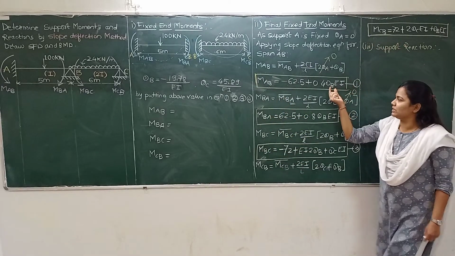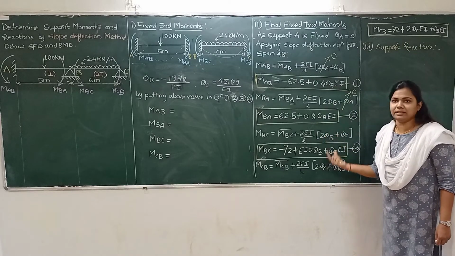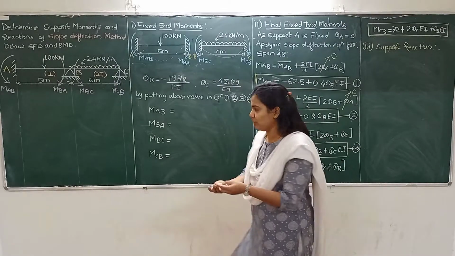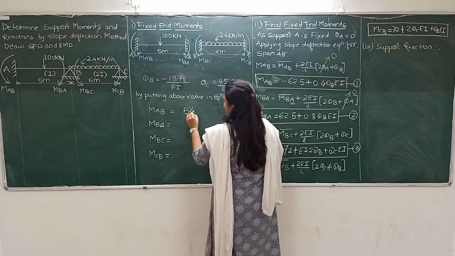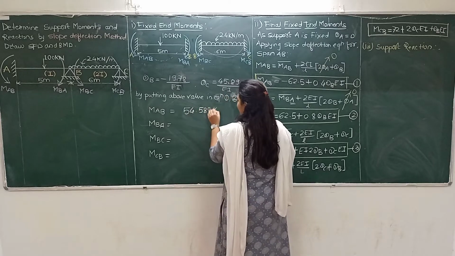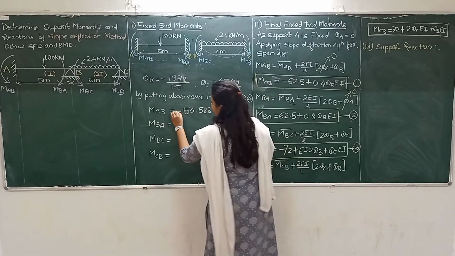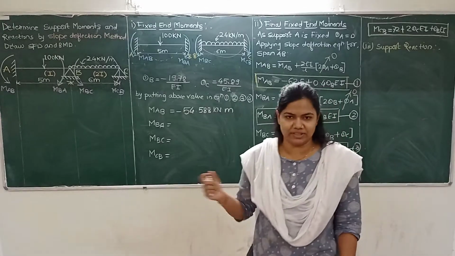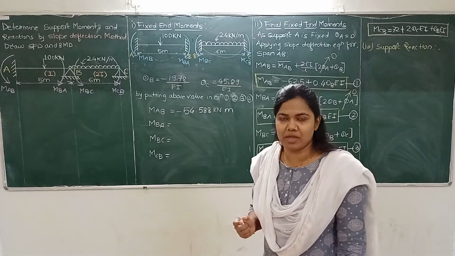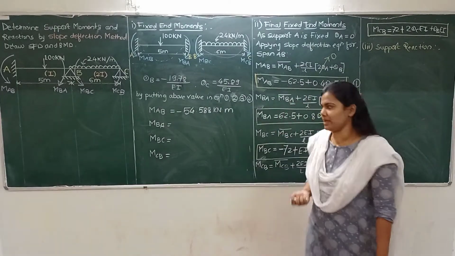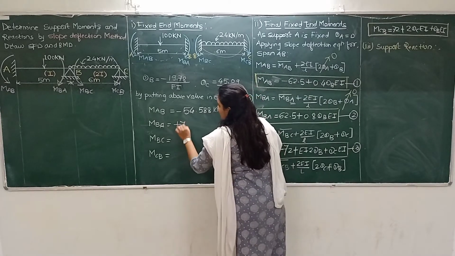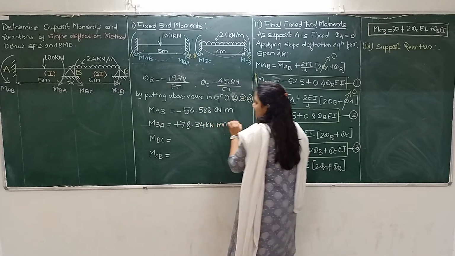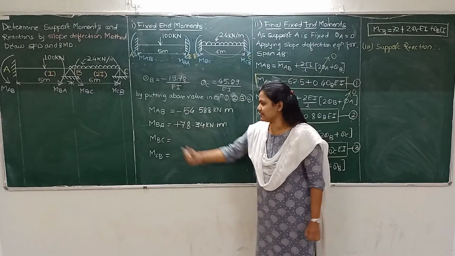If you put the values of theta B and theta C in these equations 1, 2, 3, 4, then we get the value of MAB equal to minus 54.588 kilonewton meter. After putting the values of theta B and theta C in equation number 1, we got this value of final end moment MAB. Then the final end moment MBA is 78.34, which is positive, kilonewton meter. That is the final end moment MBA.